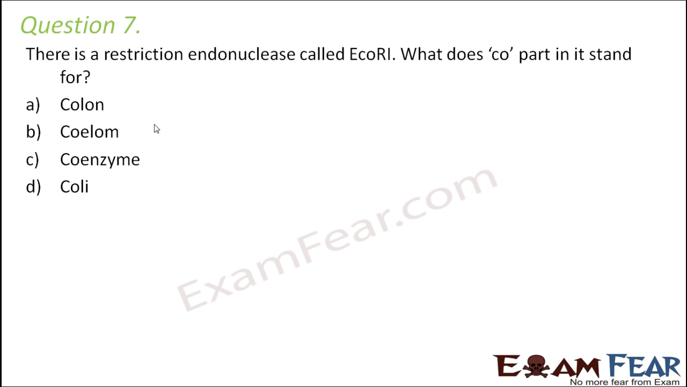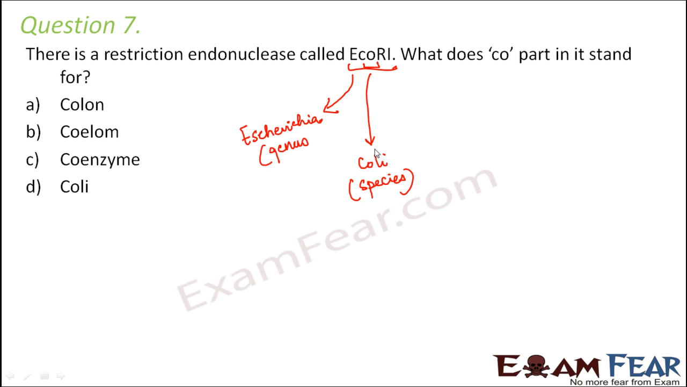Question number 7. There is a restriction endonuclease called EcoRI. What does CO part in it stand for? Now let's see how we name this enzyme, like what each part of this enzyme stands for. Here the first letter, that is E, stands for the genus name, that is Escherichia. So this is the genus. The next two letters, that is CO, stand for coli, which is the species name. So these two together make it Escherichia coli or E. coli.